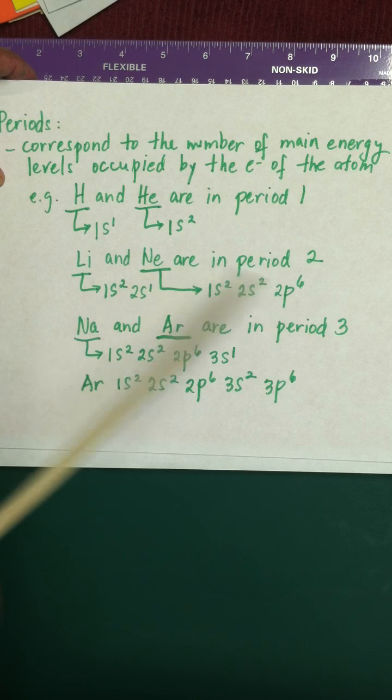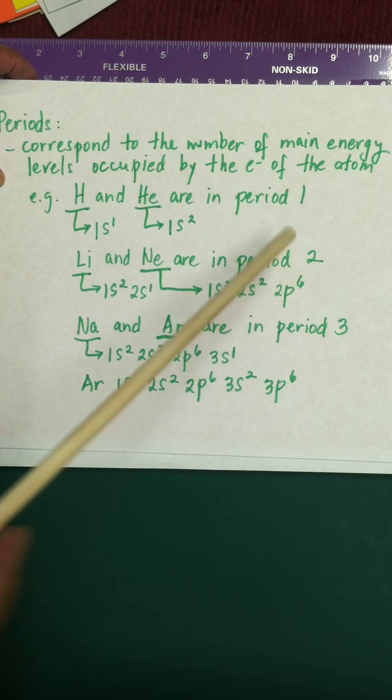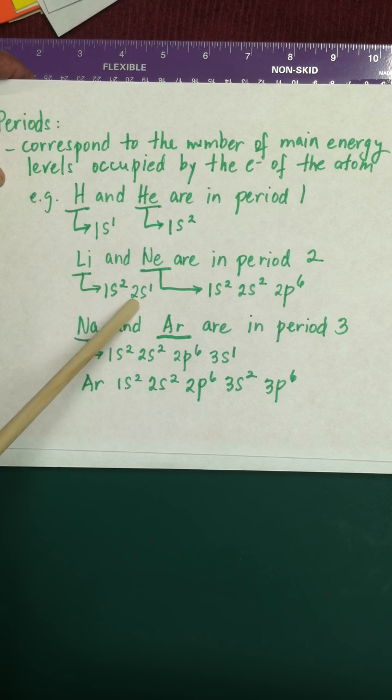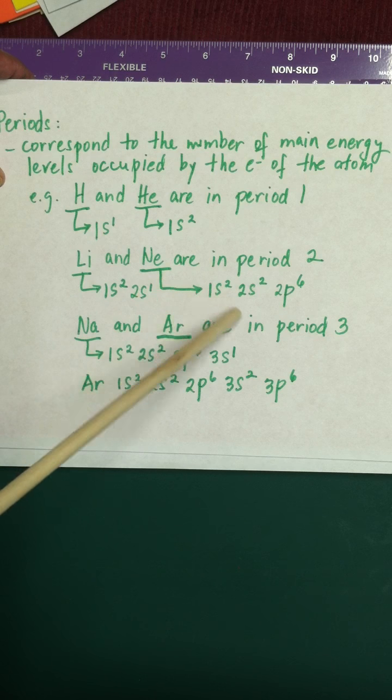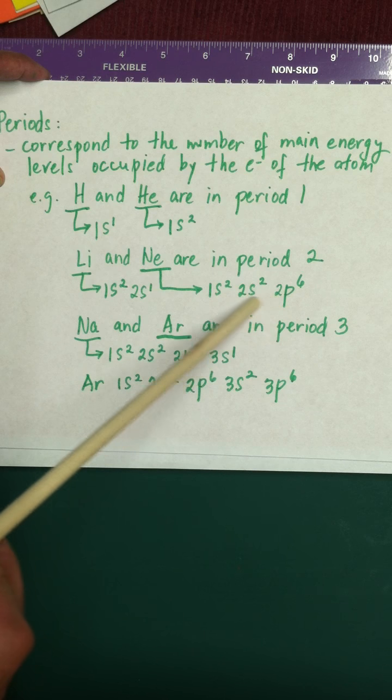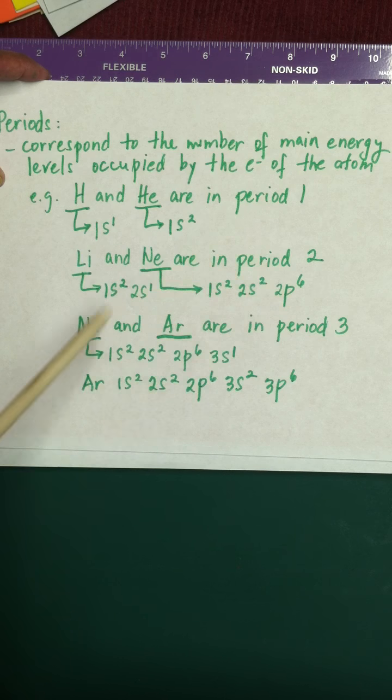Lithium and neon are in period 2. Why? Lithium's electronic configuration is 1s2 2s1. So notice that it has electrons in the second main energy level. Neon's electronic configuration is 1s2 2s2 2p6. So it has electrons in the second main energy level.